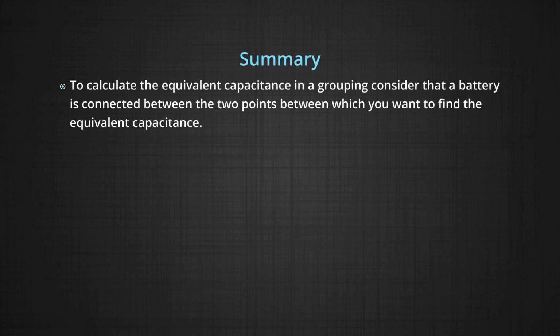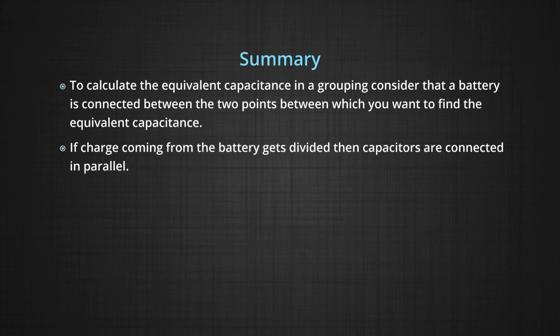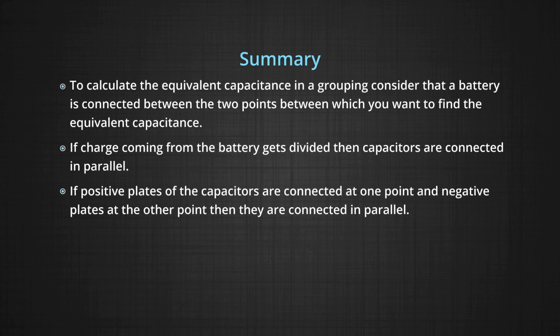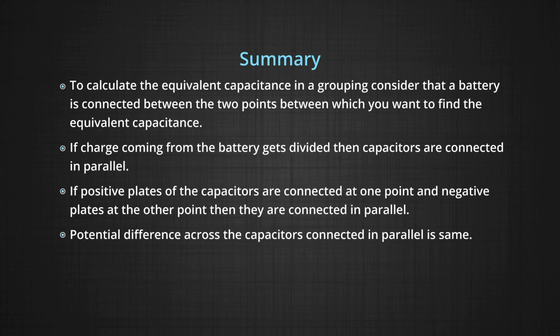Now let us summarize. To calculate the equivalent capacitance in a grouping, first thing we should do is consider that a battery is connected between the 2 points between which you want to find the equivalent capacitance. If the charge coming from the battery gets divided, then the capacitors are connected in parallel. Also, if the positive plates of the capacitors are connected at one point and negative at another point, then also they are connected in parallel. Potential difference across capacitors connected in parallel is always same.